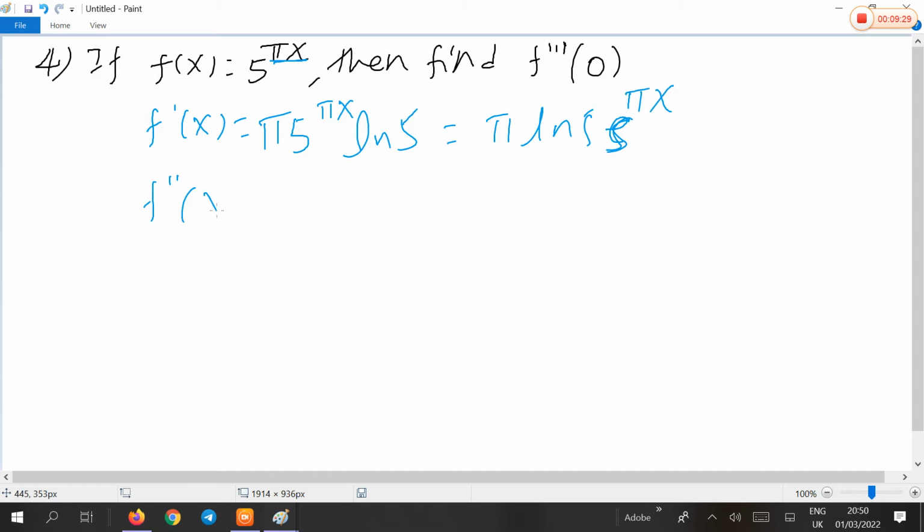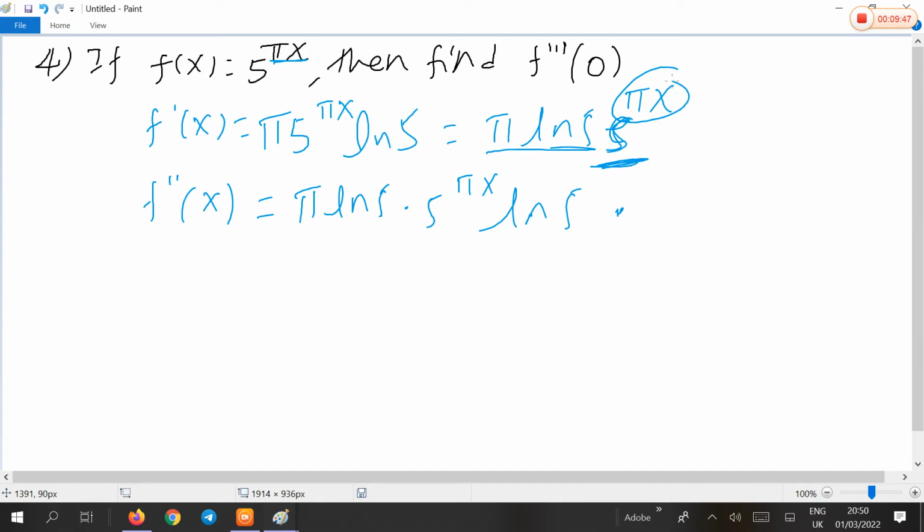Then the second derivative will be: pi times ln 5 is a constant number, so pi times ln 5 times the derivative of 5 to the power of pi x, which is 5 to the power of pi x times ln 5 times the derivative of pi x, which is pi. So it will be pi times pi, which is pi squared, ln 5 times ln 5, which is ln 5 squared, times 5 to the power of pi x.